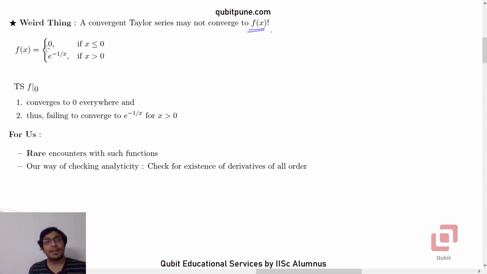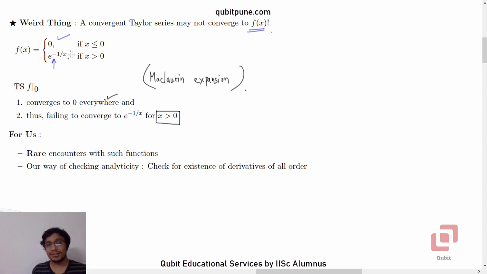Okay, so we consider this function. If x is less than or equal to 0, then the function is equal to 0, and the function is given by e to the power negative 1 upon x if x is greater than 0. Okay, now you may see that the Taylor series of this function at x equal to 0, which is essentially its Maclaurin's expansion, converges to 0 everywhere. Okay, meaning the coefficients are 0, or the derivatives, and therefore it actually fails to converge to e to the power minus 1 upon x for values of x which are greater than 0.